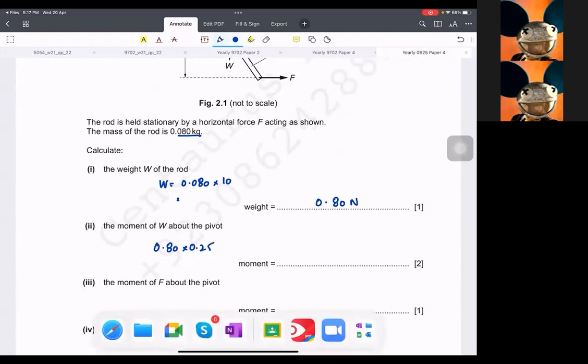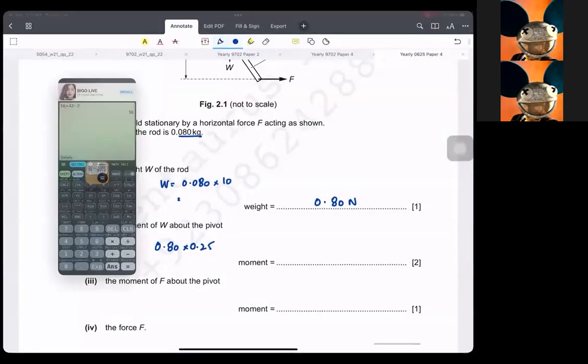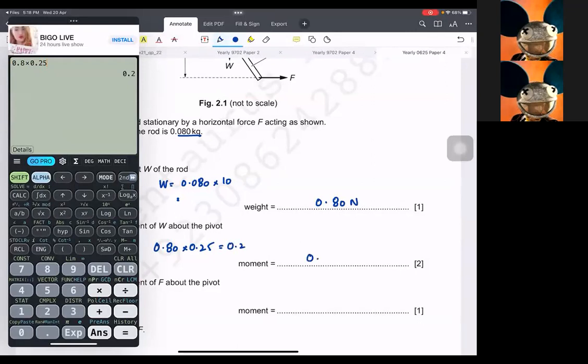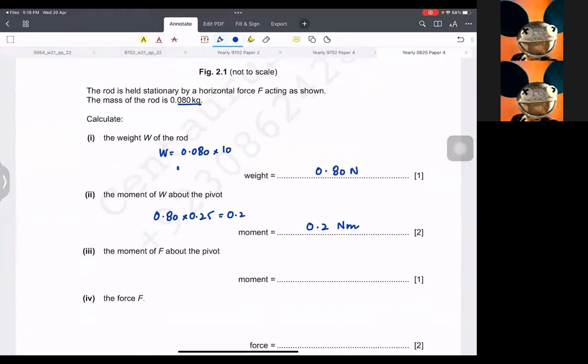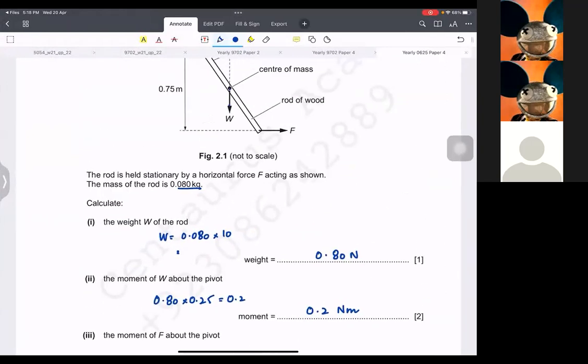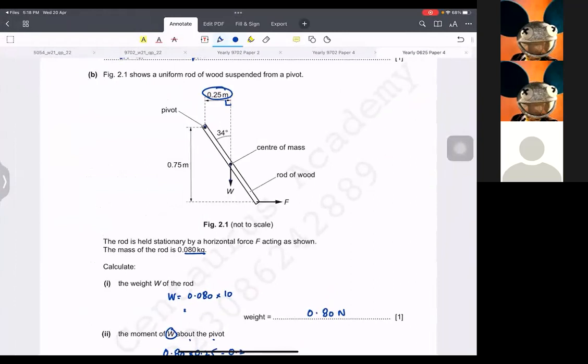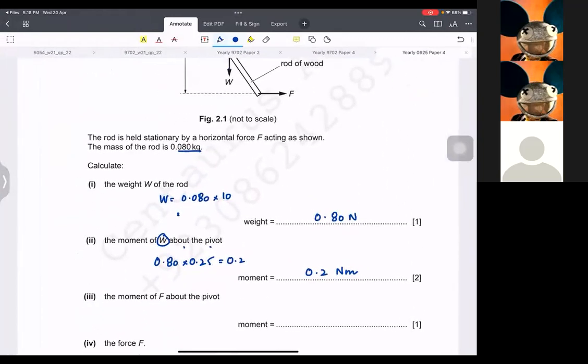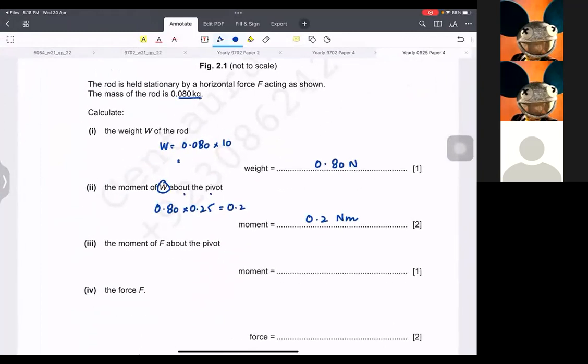All right, I need the calculator. 0.8 times 0.25. This is 0.2. 0.2 newton meters. Now, the moment of F, yes. Why did it take 0.80? That's the weight, right? We need force. Yes, moment of weight about the pivot. Weight is force. Okay.